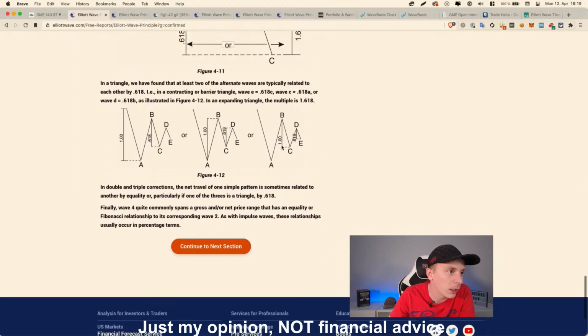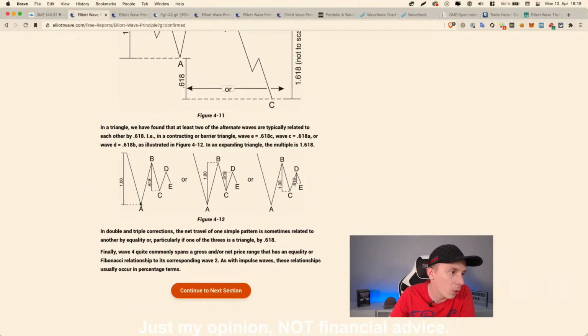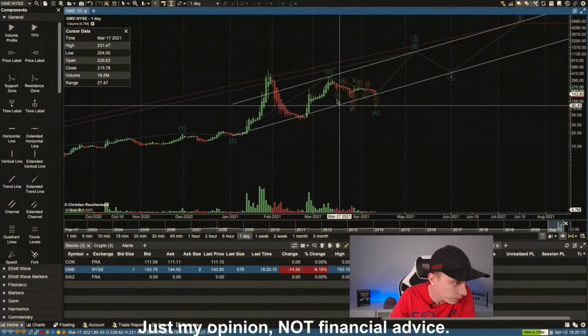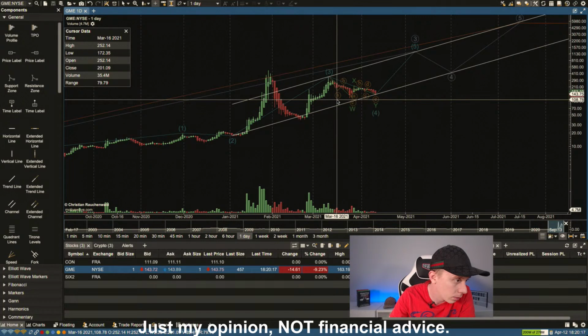Yeah, so that's for example how we confirmed our triangle, by looking at the Fibonacci retracement ratios of each of the waves of the triangle, and only our wave E doesn't behave, but the rest fits perfectly and so on.